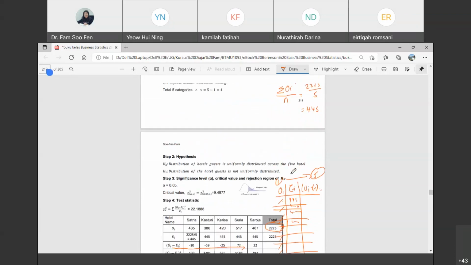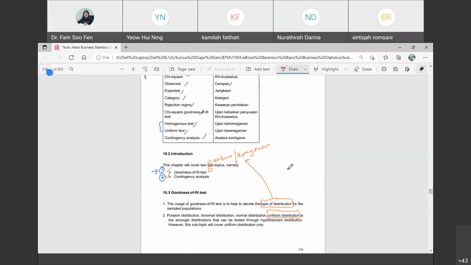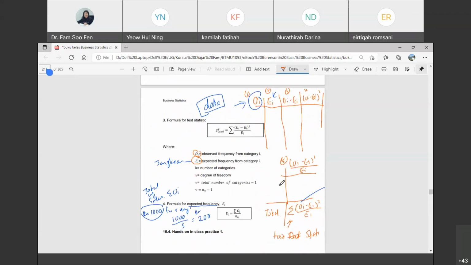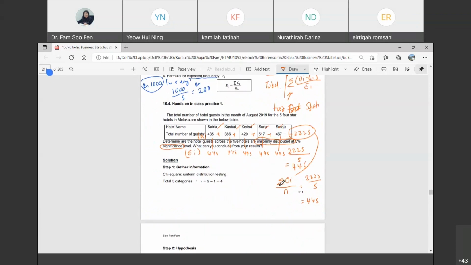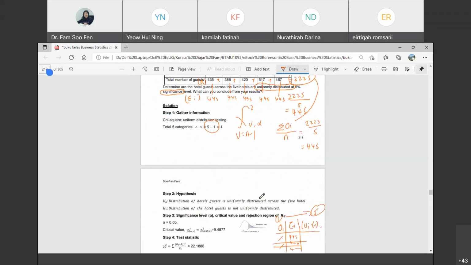Alright, so now we are going to do the full question. When we come to here, we know our chi-square, the degree of freedom and also the significance level. Once you have the degree of freedom, what is it? N minus 1. Your N is 5, so you get this one. This is step 1, get the information.